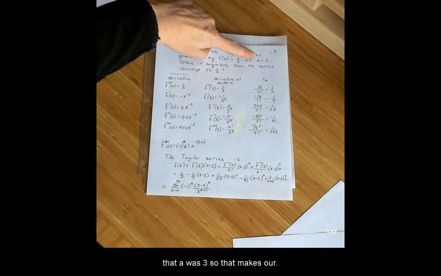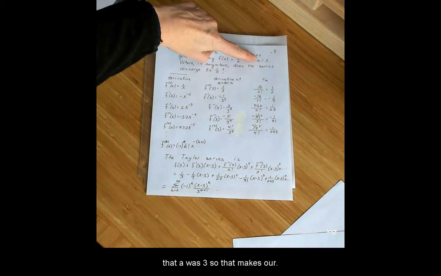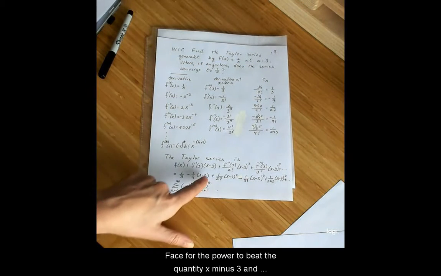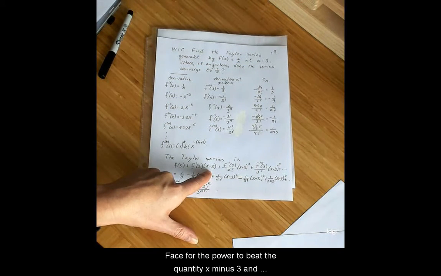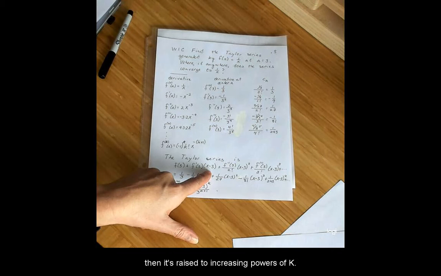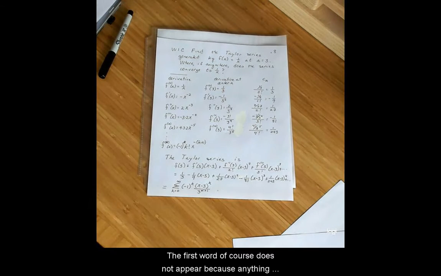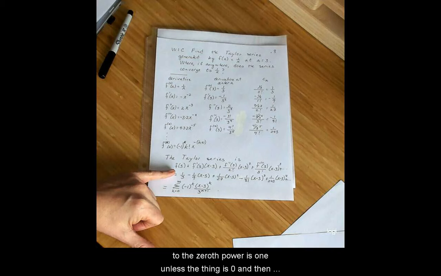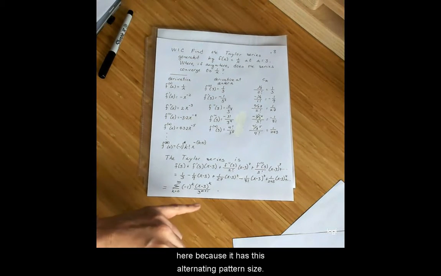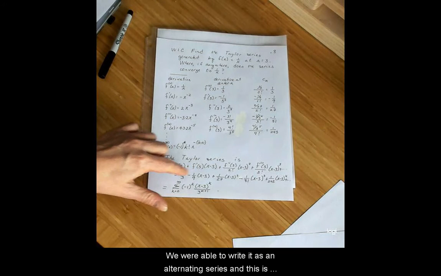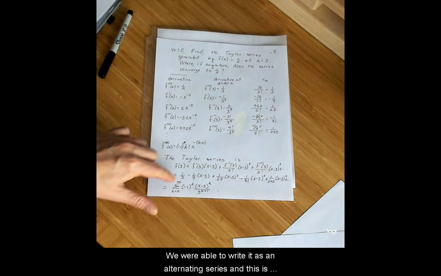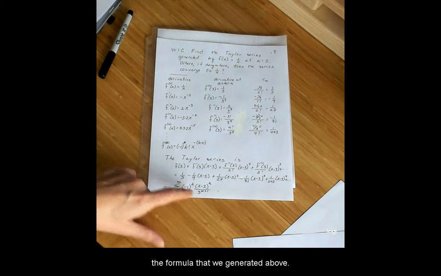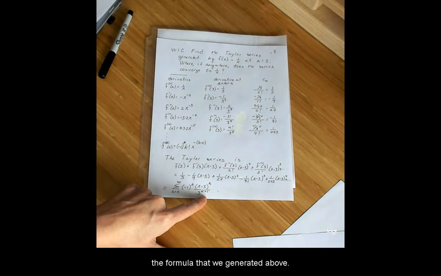Now, they gave us that a was 3, so that makes our base for the power the quantity x minus 3, and then it's raised to increasing powers of k. The first one, of course, does not appear because anything to the 0th power is 1 unless the thing is 0. And then here, because it has this alternating sign pattern, we were able to write it as an alternating series. And this is the formula that we generated above.